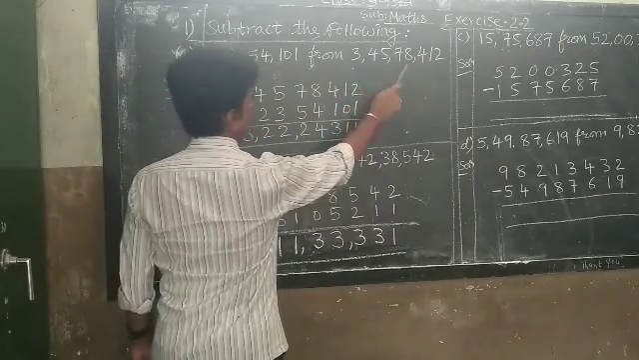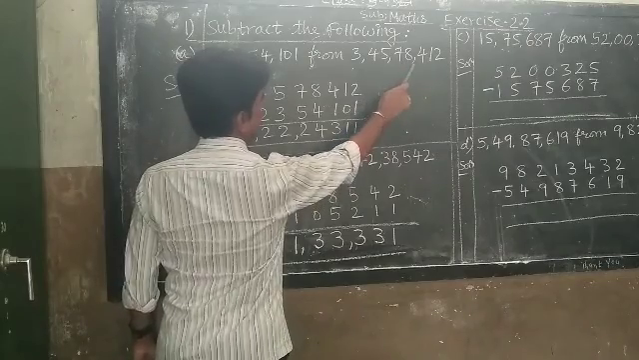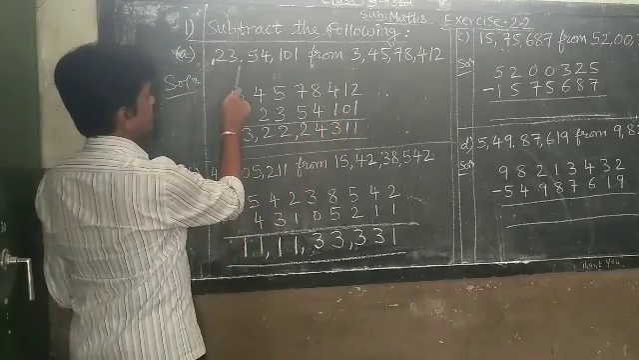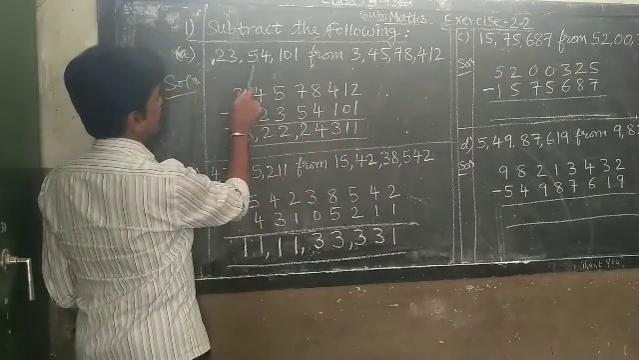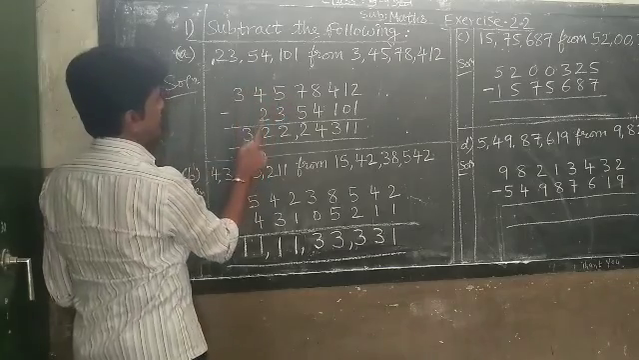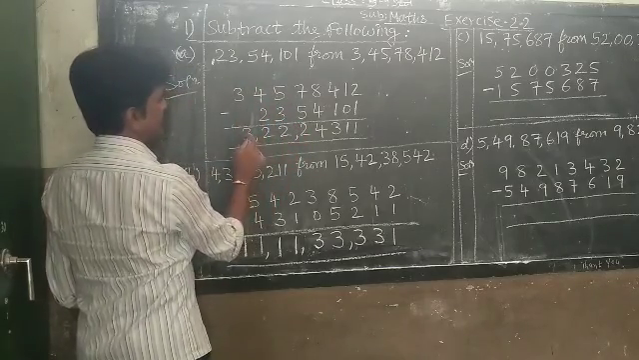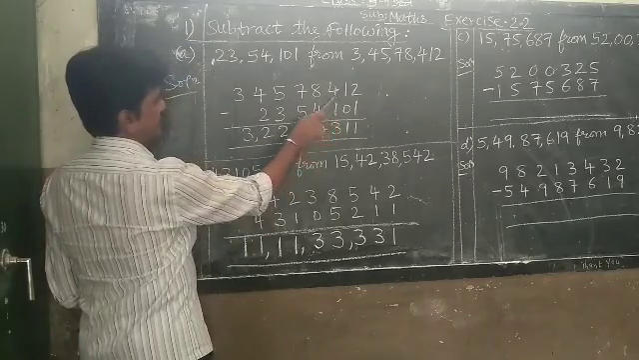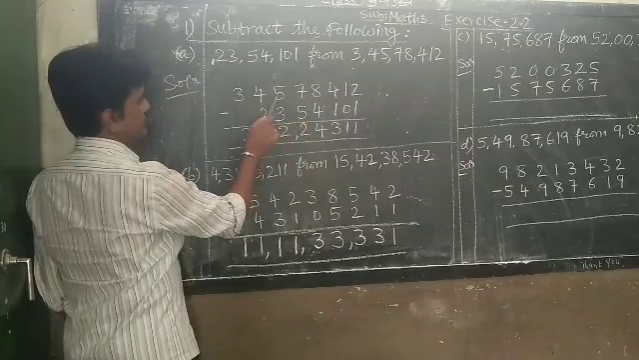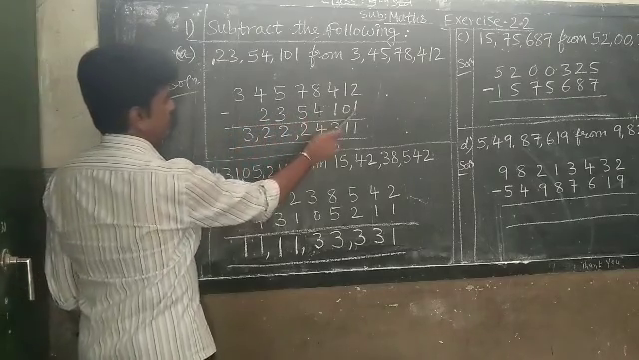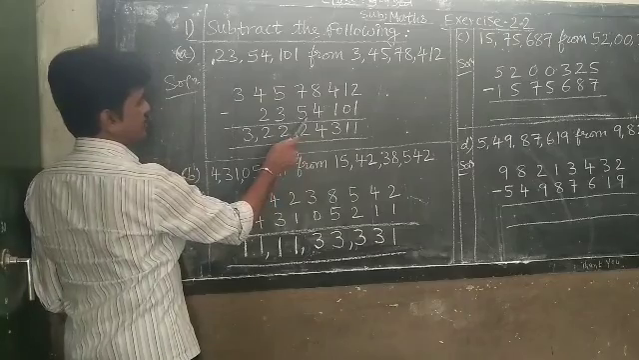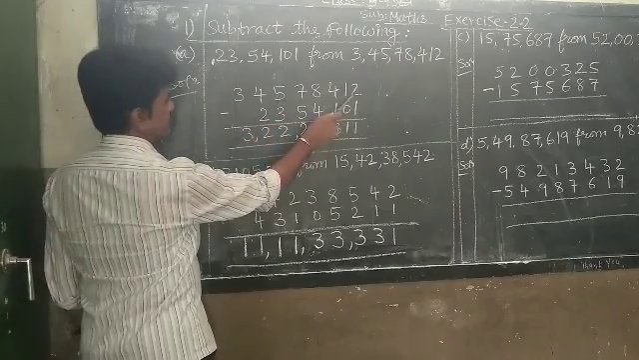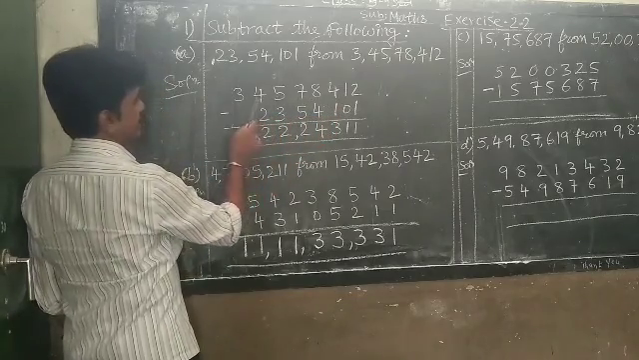3 crore 45 lakh 78,412. This number you have to write on top. Next number, 23 lakh 54,101. This number you have to write below it, according to place values, one below the other. Understood? See how I have written that? These digits must be one below the other. Start from ones place, tens place, hundreds place, thousands place, 10,000, lakh, 10 lakh, crore.